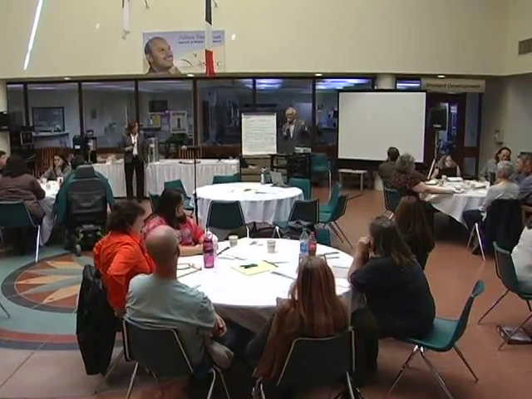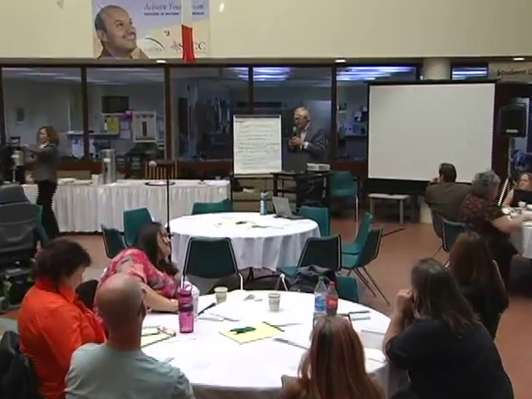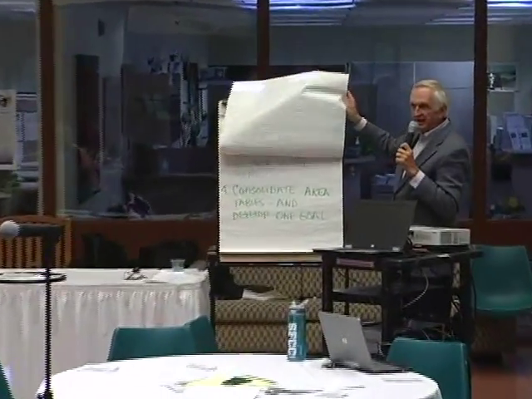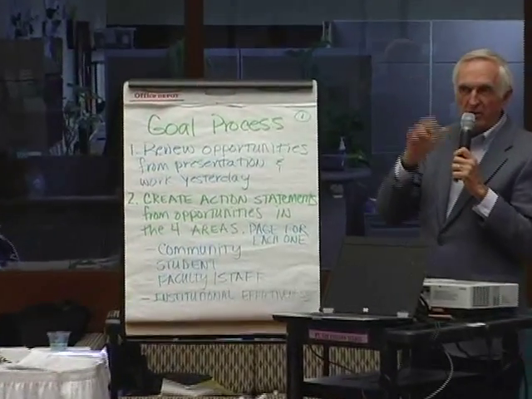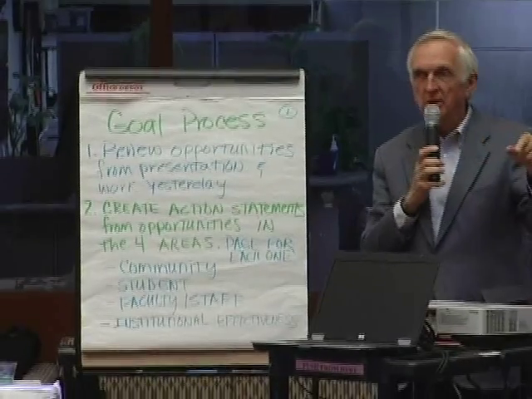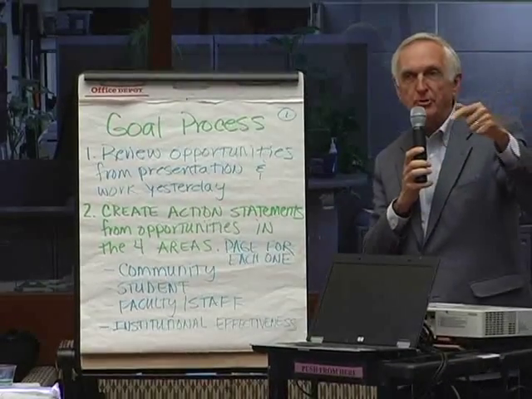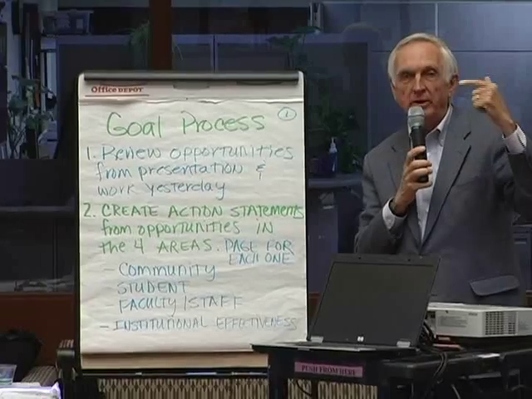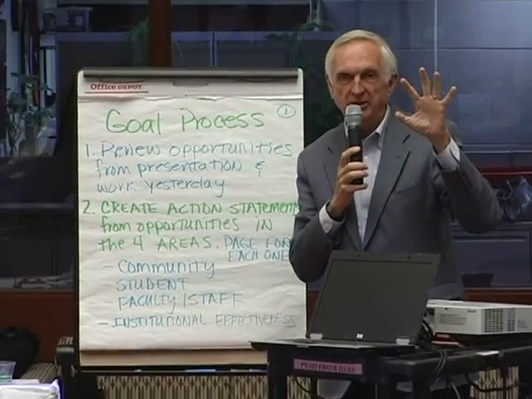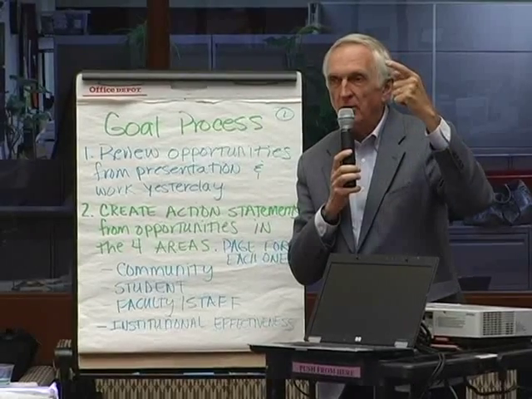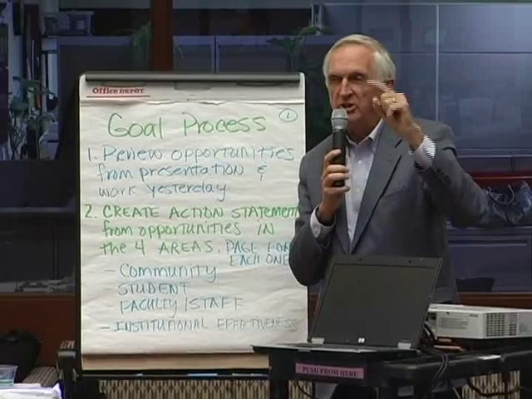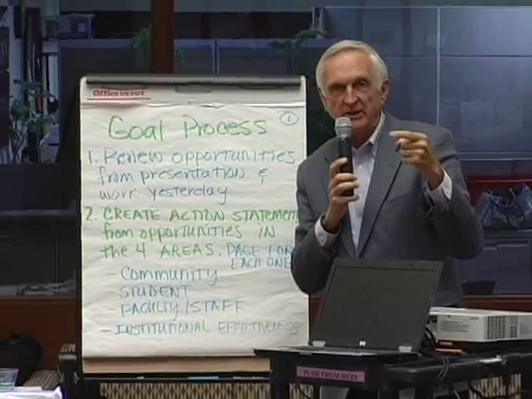When it's about 4:30, we're going to have come up with a consolidated goal statement that are going to fall into 4 categories that came out of your wonderful work around opportunities yesterday. When we were looking at the opportunities, we saw 4 areas. One was community, one was students, one was staff, faculty, and one was institutional effectiveness.